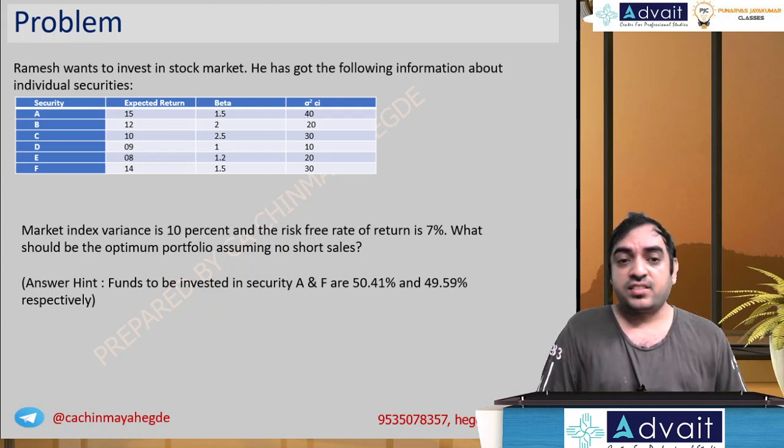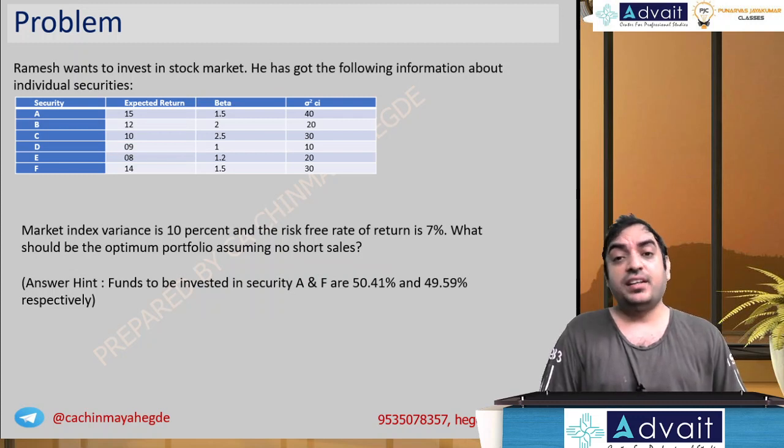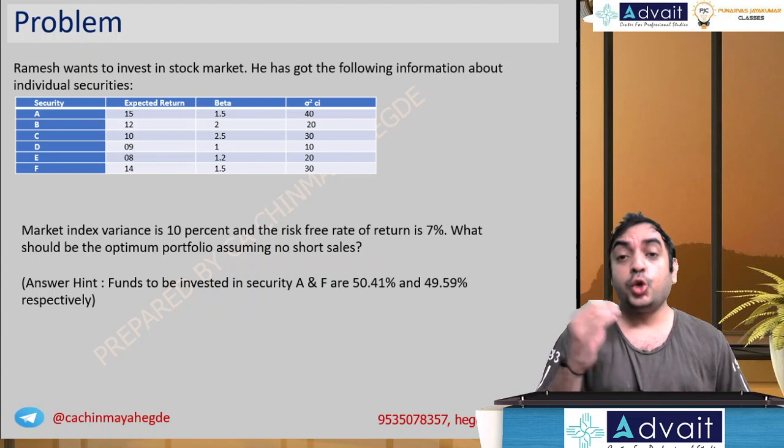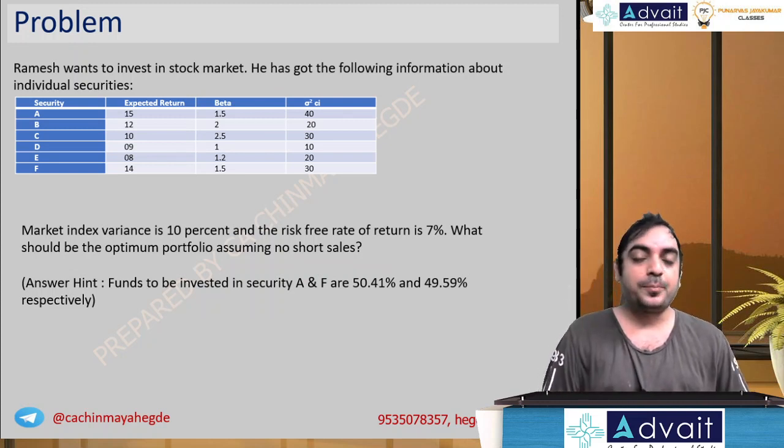Ramesh wants to invest in stock market. He has got the following information about the individual securities A, B, C, D, E, F. Market index variance is 10% and risk-free return is 7%. What should be the optimum portfolio assuming no short sales, no shorting concept? Actually, it's called the optimum portfolio using Sharpe index.